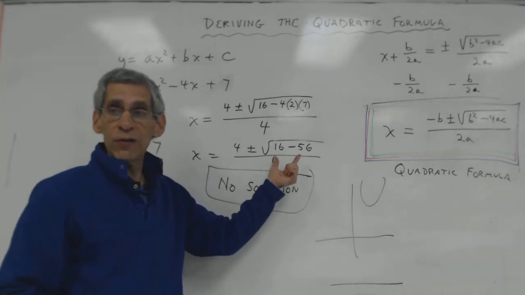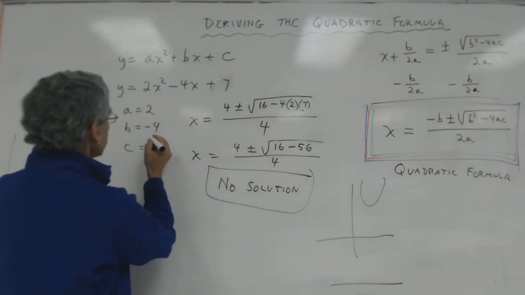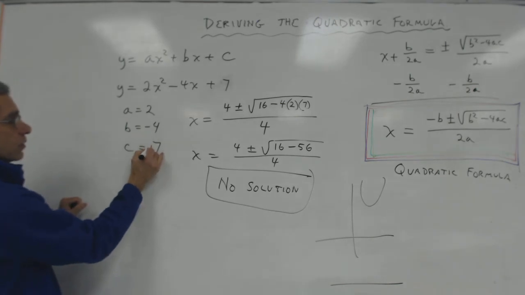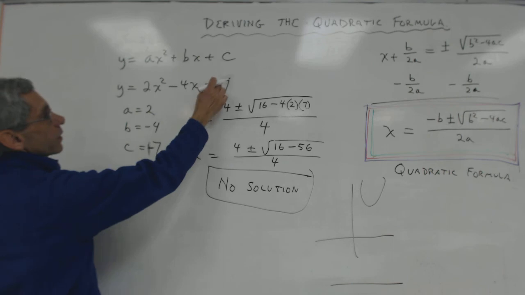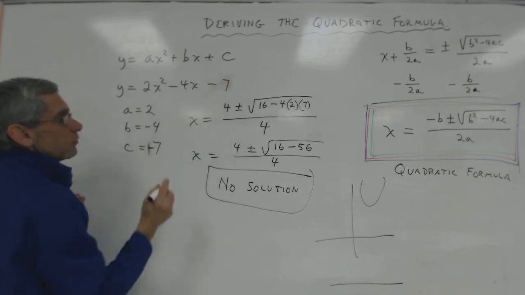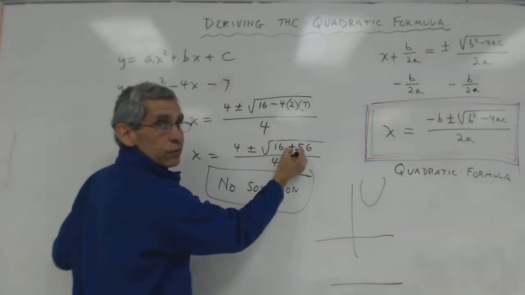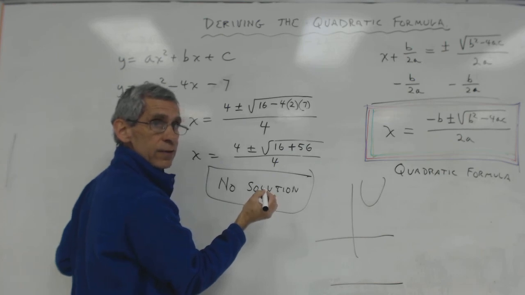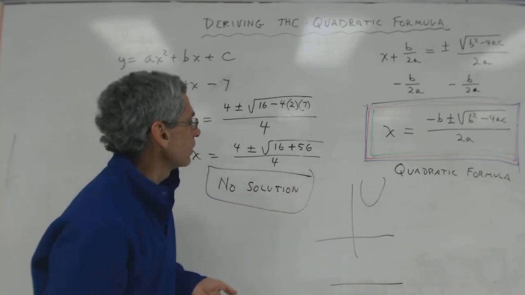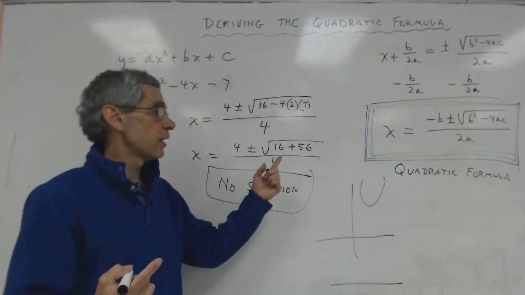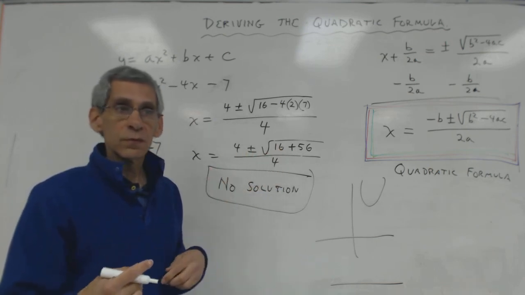Now, if it had been, let's say this one was plus, let's say this was -7, just for a second, all right? Let's say I changed it to -7. Suddenly, this would be plus 56. Do you see that difference? And then suddenly, it would be 56 plus 16, 72, right? Square root of 72, right?